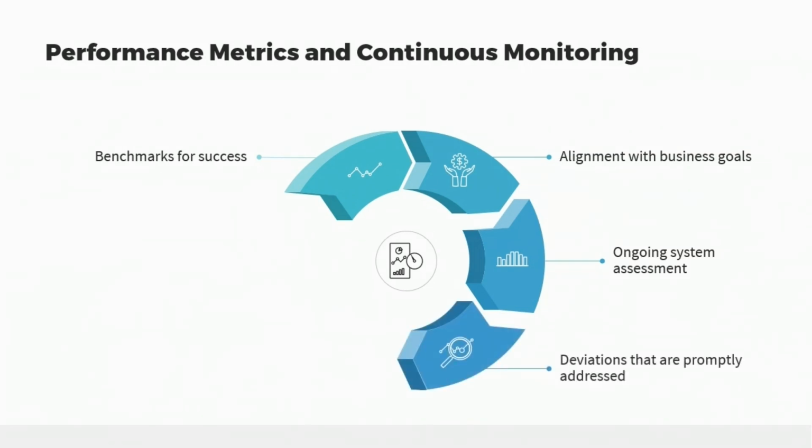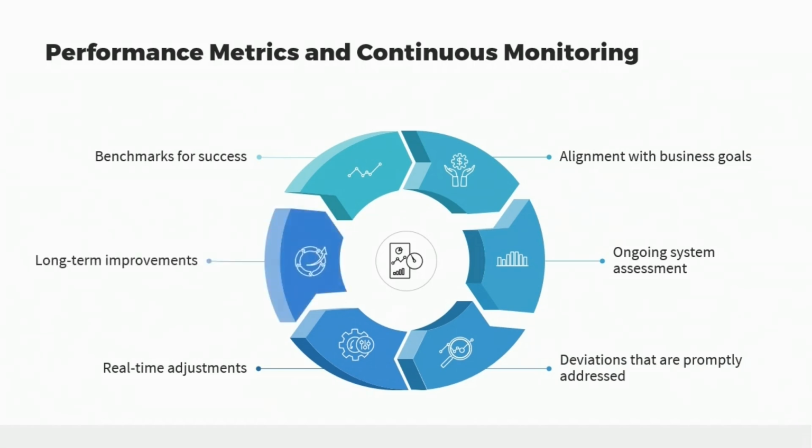And proactively identifying deviations from expected performance or behavior and then taking corrective action can help with addressing them before they impact operations or outcomes. And making real-time adjustments and optimizations to AI systems based on performance data, user feedback, and changing business requirements is ideal for any sort of real-time adjustments that you need to make.